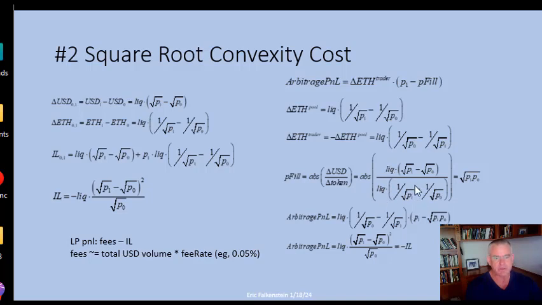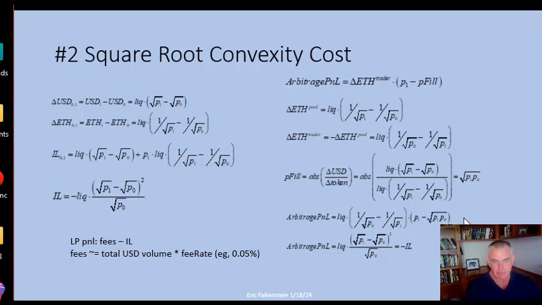So all I have to do is some algebra here. I can plug it into Wolfram Alpha now, so I don't have to calculate this anymore. And you get the square root of the product of the start and the end price. So that's my fill price. So the arbitrageur's P&L is just going to be the change in ETH, which is this number here, and then the end price times the fill minus the fill price.